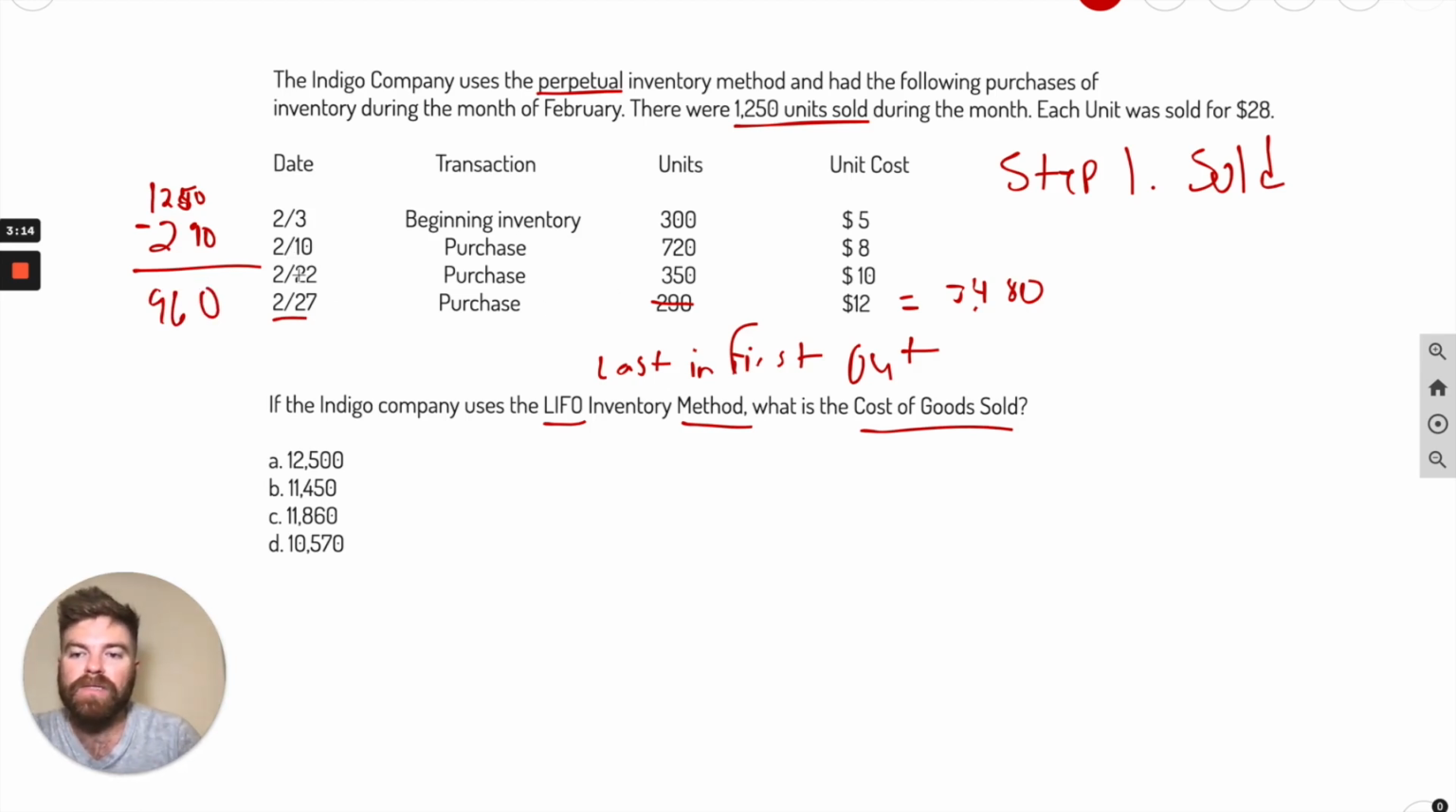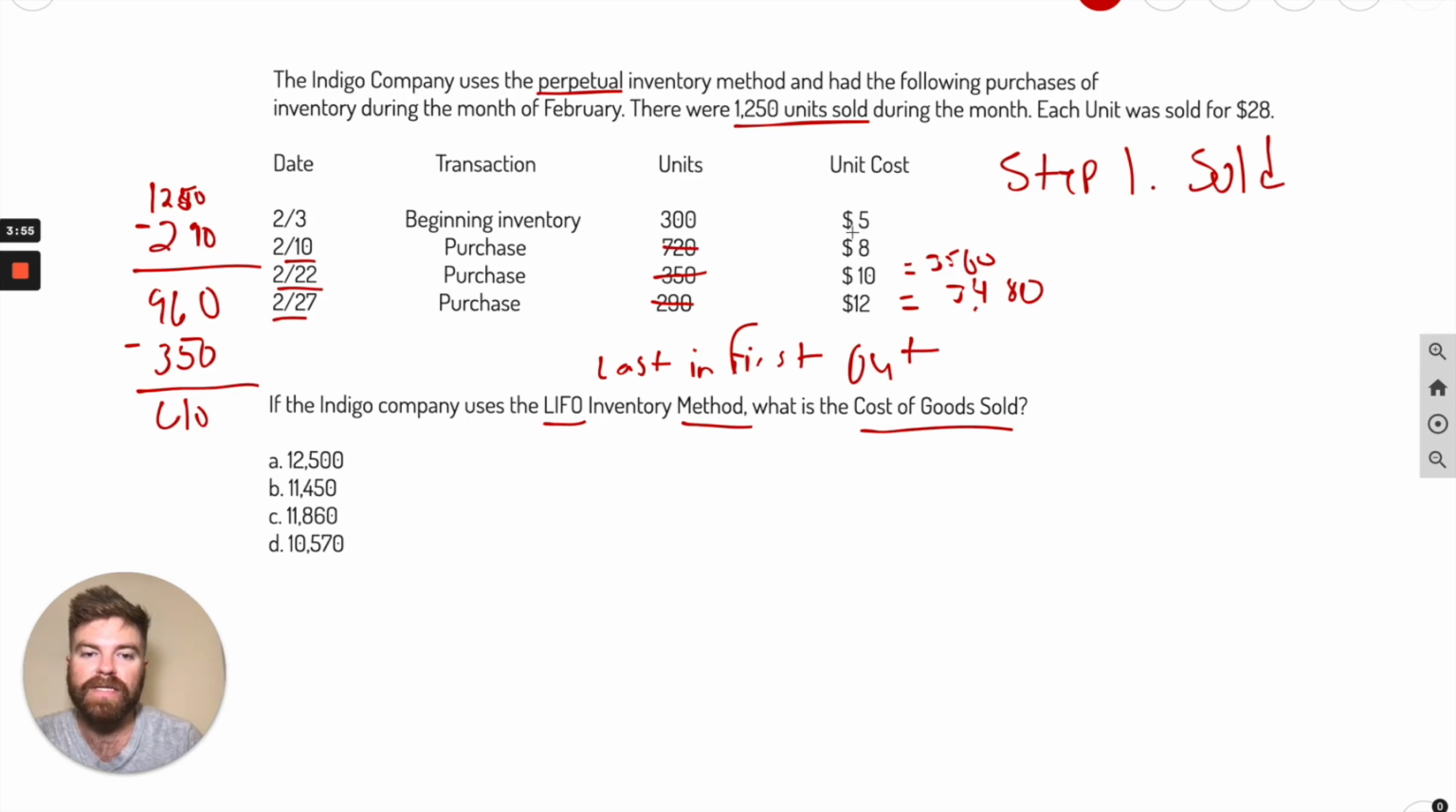960 to go. So that means on the 22nd, which again, we're going backwards, it's the most recent after the 27th, we use up all 350 units because we're looking for 960. We're going to use it all up, 350. So we multiply that out and we get 3,500. Now we subtract from there. We used another 350. So what do we get for that? 610. 610 to go. Well, look at this. On the 10th, we had 720 units. That means we can use the 610, use it all up, but we will have some left over.